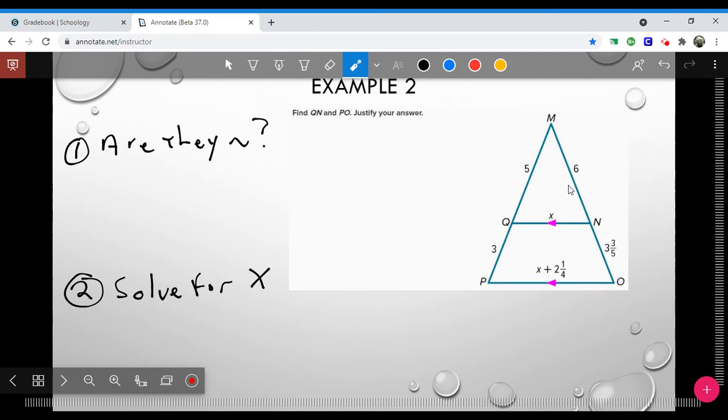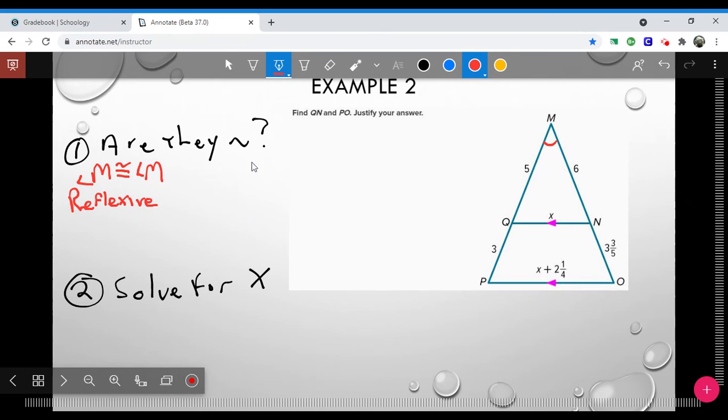And so first, let's see, are the two triangles similar? Well, do you see two triangles? The little triangle on top, and then the whole thing is another triangle. And so the first thing I see is that the little triangle and the big triangle both have angle M. So angle M is congruent to angle M. That's called reflexive property. And so I know angle M is equal to itself.